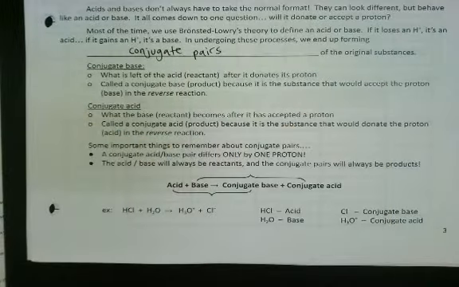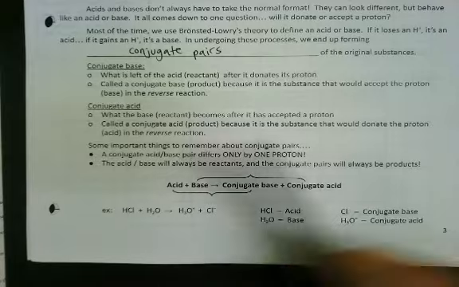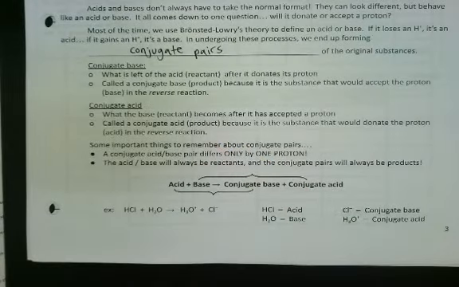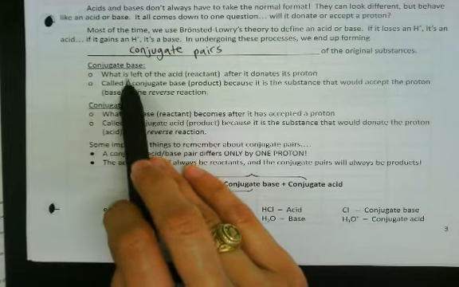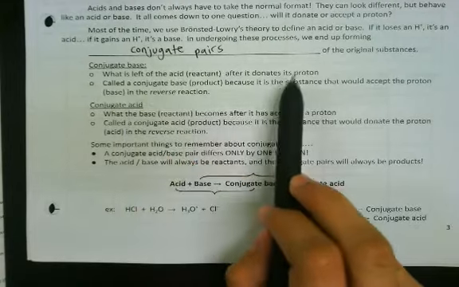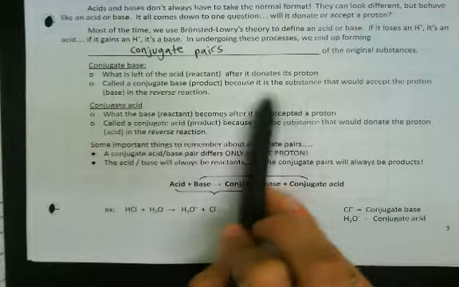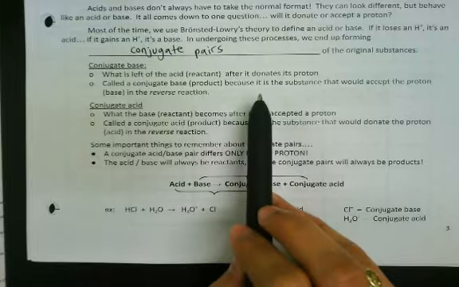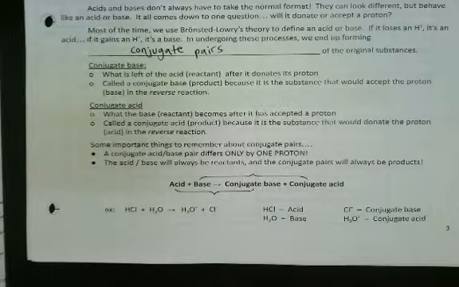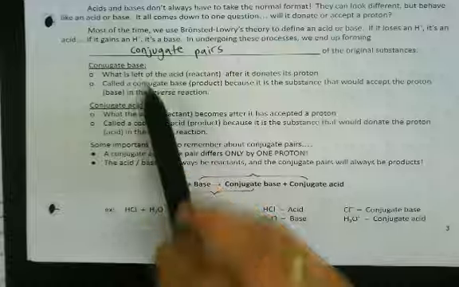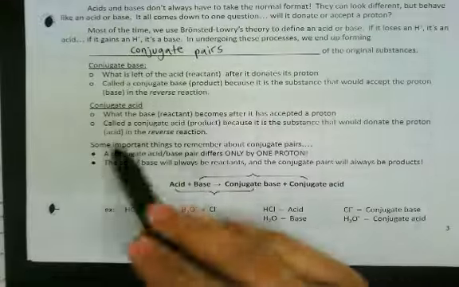And undergoing these processes, losing a proton or gaining a proton, we end up forming what are called conjugate pairs of the original substances. So a conjugate base is what's left of the acid after it donates a proton. It's called a conjugate base because if we look at that substance, you can see that that would be the substance that would accept the proton in a reverse reaction. So bases are things that accept protons.